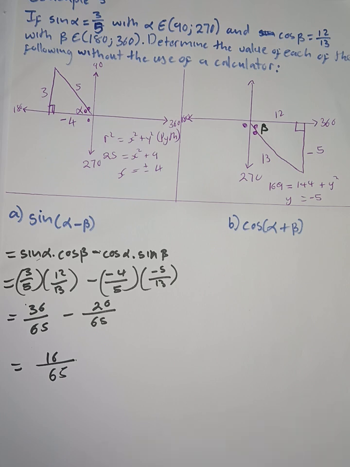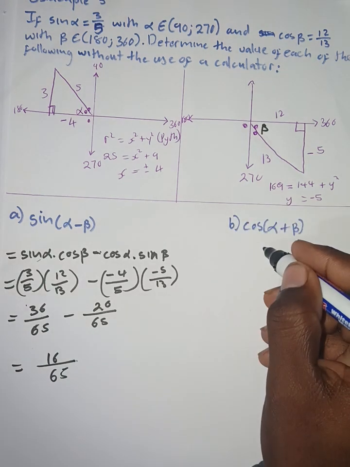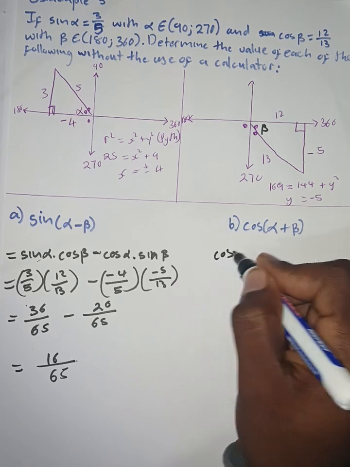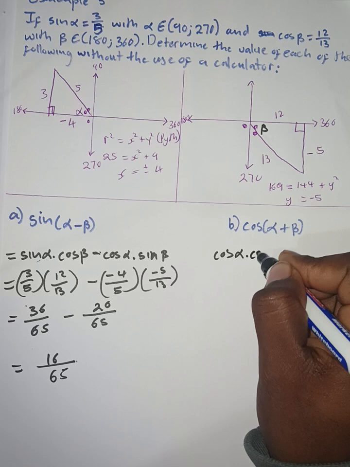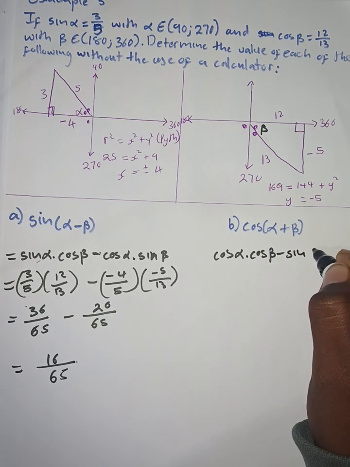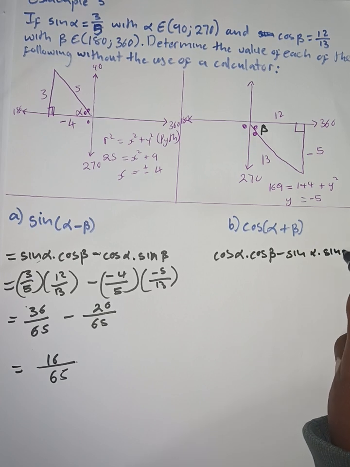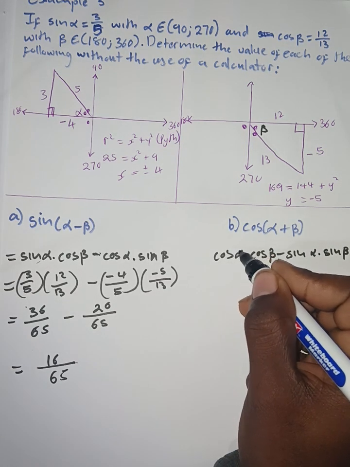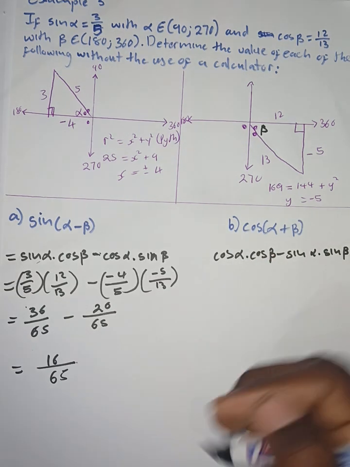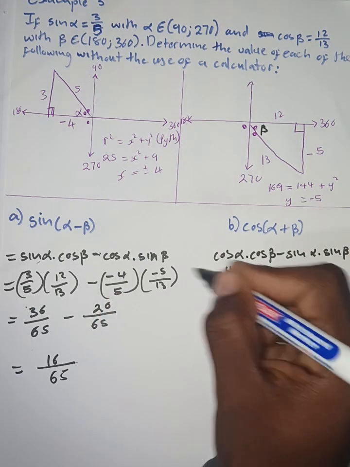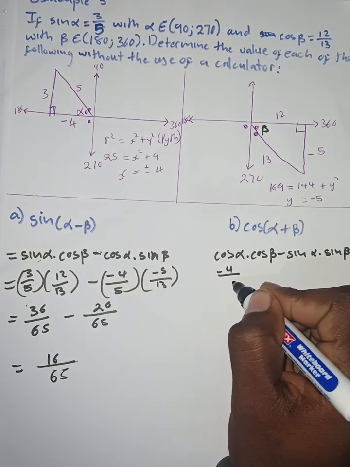So they say that they want the value for cos of alpha plus beta. Again, this is a cos compound angle identity, so we can expand that to cos of alpha multiplied by cos of beta minus sine of alpha multiplied by sine of beta. So what we would do, we know that cos of alpha, we got that to be negative 4 over 5. Of course, you can still use the diagram. So this would be negative 4 over 5.